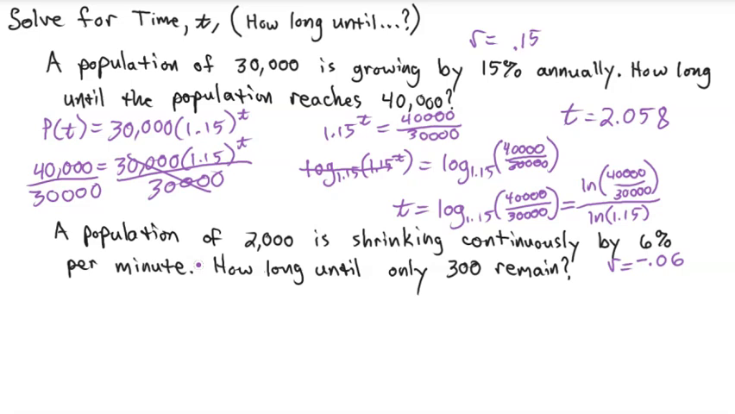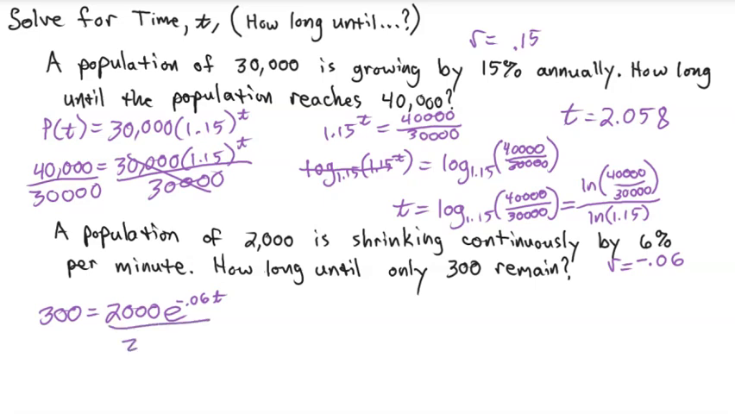So our ending value is going to be 300 is equal to, our starting value is 2,000, okay? And it's continuous, so we're doing e. It's shrinking, so the rate is going to be negative 0.06. And now we're solving for time, t. We want to know how much time until 2000 becomes 300 at a shrinking rate or a decay rate of 6% or negative 0.06, okay?